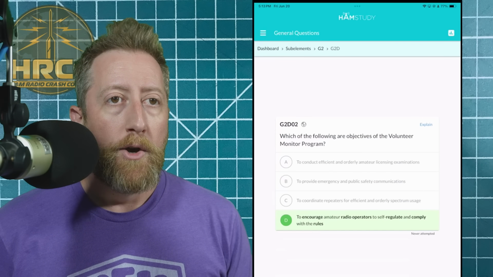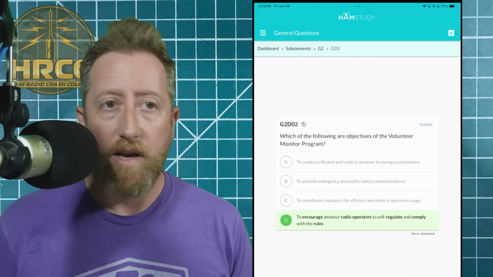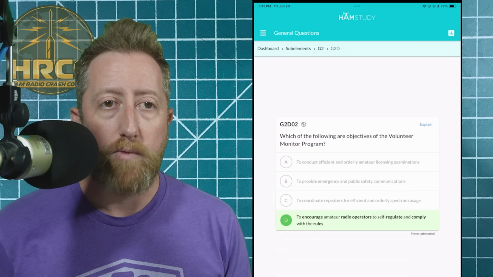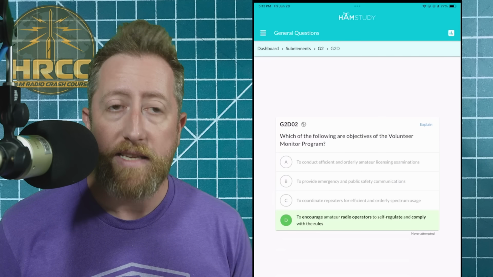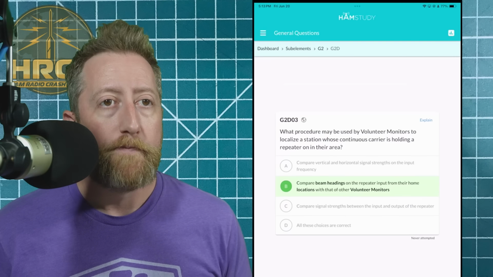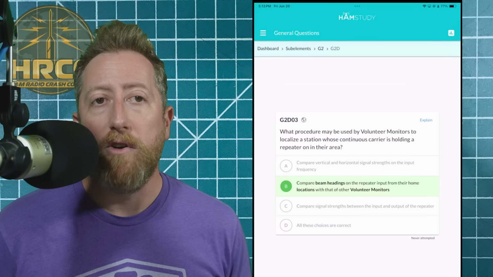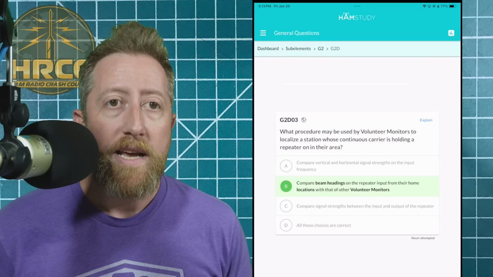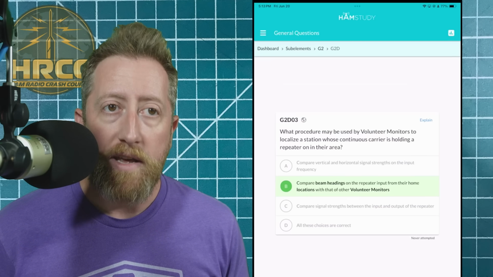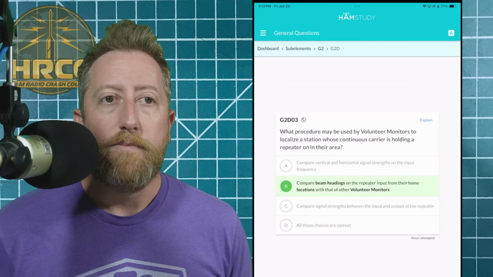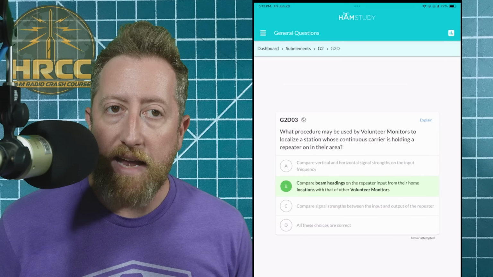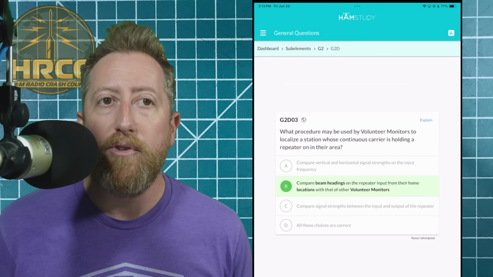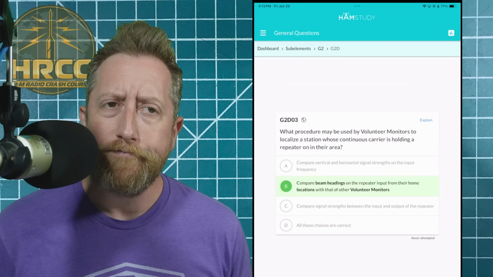Number 2, which of the following are objectives of the volunteer monitoring program? D, to encourage amateur radio operators to self-regulate and comply with the rules. Number 3, what procedures may be used by volunteer monitors to localize a station where continuous carrier is holding a repeater on in their area? B, compare beam headings on the repeater input from their home locations with that of the volunteer monitors.